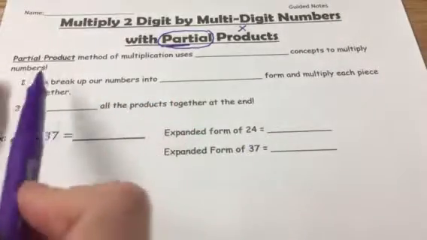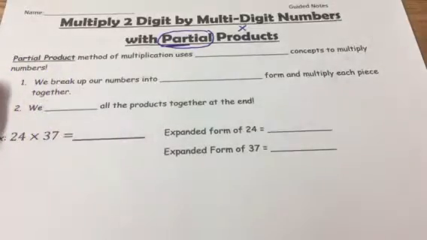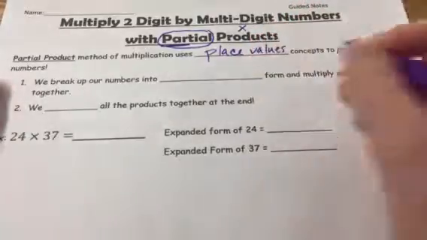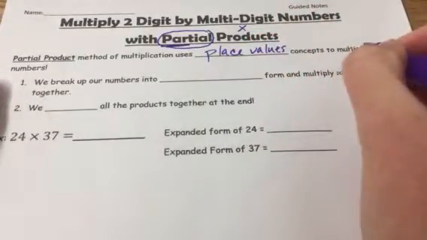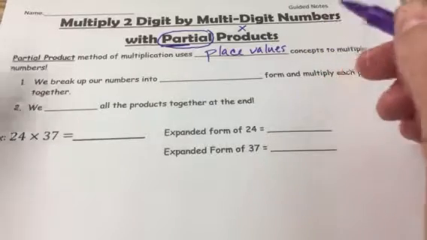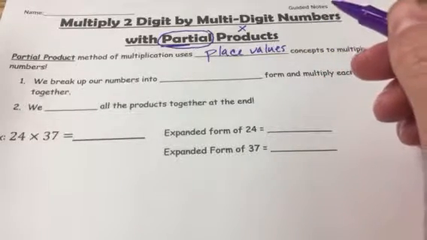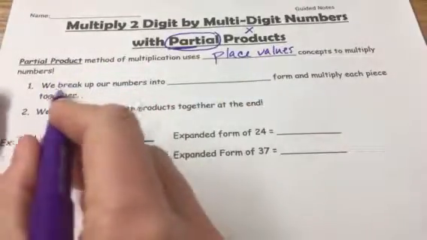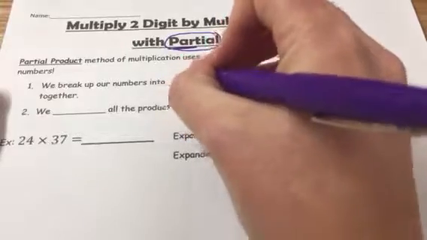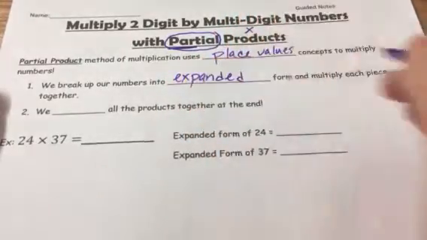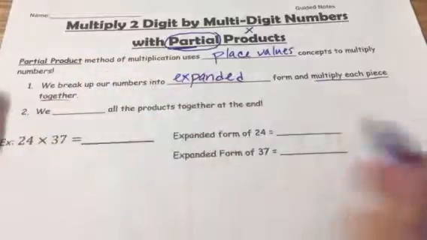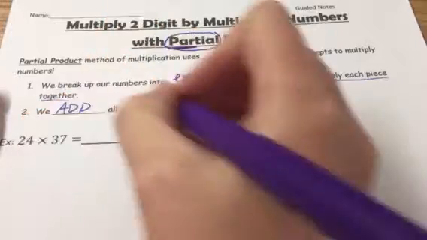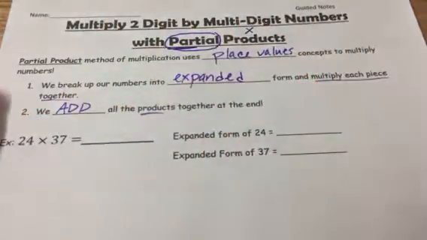So I like this method because partial products use our place values. It uses our place value concepts to multiply numbers. It really forces you to think about the value of our numbers. It's not just a shortcut, it's really understanding why we get the answers that we get. So we're going to break up our numbers into expanded form first, and then we're going to multiply each piece together. At the end, we will add up all of those partial products together.